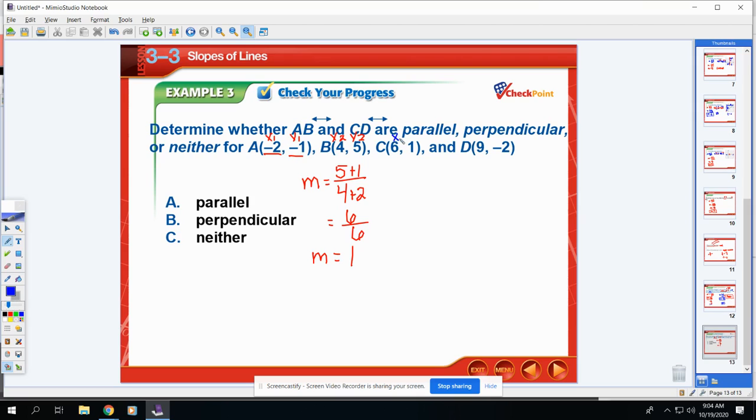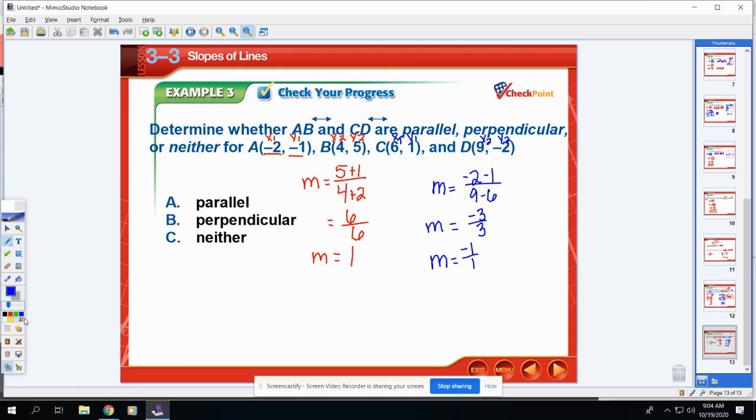Let's find the slope of CD. So X1, Y1, X2, Y2. Here, it's going to be Y2 minus Y1, -2 minus 1. And X2 minus X1, 9 minus 6. So here, -2 minus 1, that's a -3. And 9 minus 6 here, that's a positive 3. Now, this right here is going to be m is equal to negative 1 over 1.